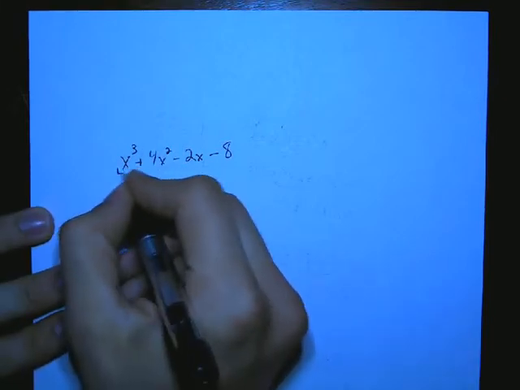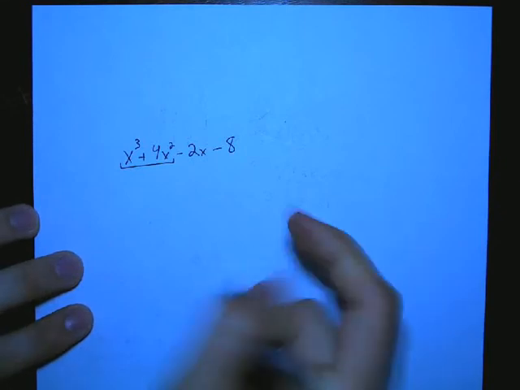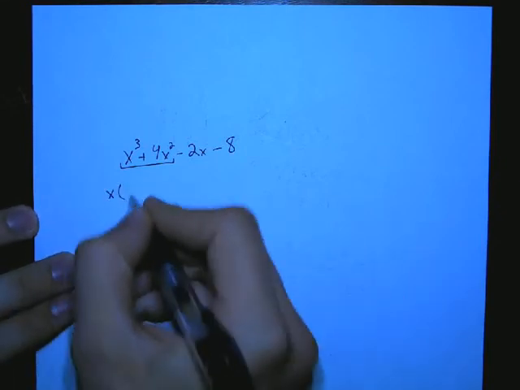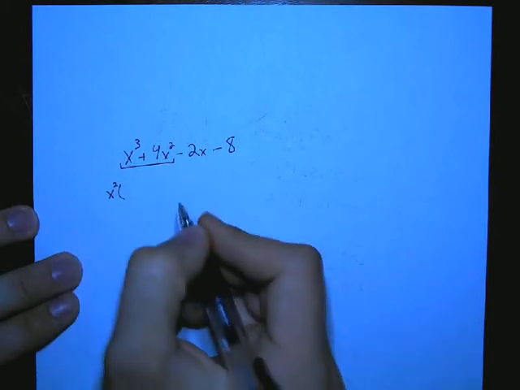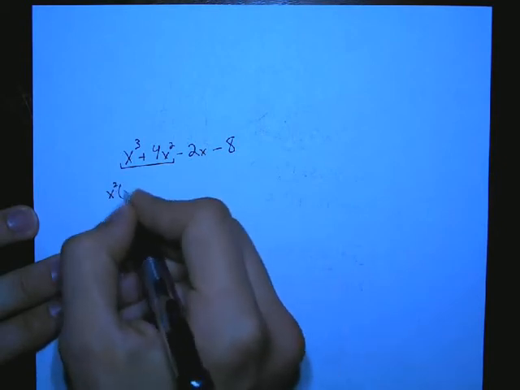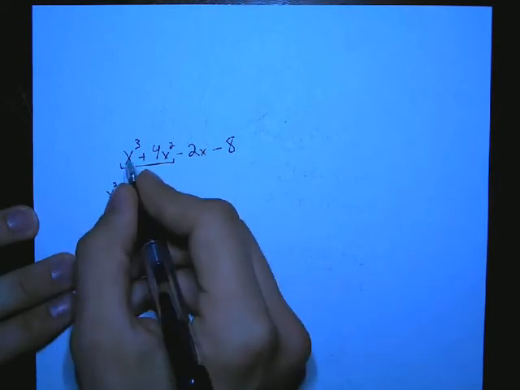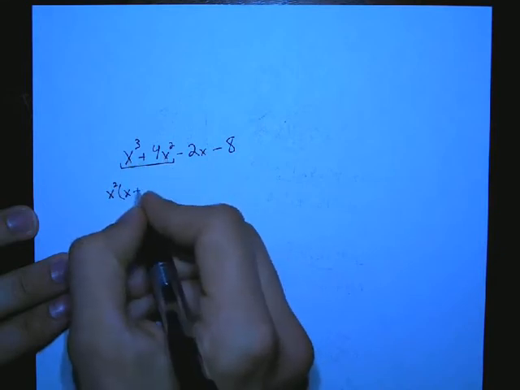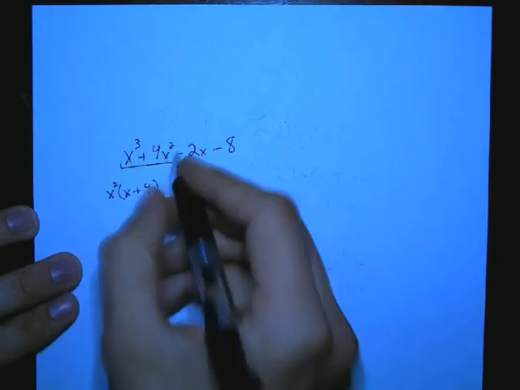In the case of right here, we got these two together. What do they have in common? They both have an x squared in common. So we're going to pull that out. Divide both by x squared. So we have an x left when we divide x squared out of x cubed. We have a 4 left when we divide x squared out of 4x squared.